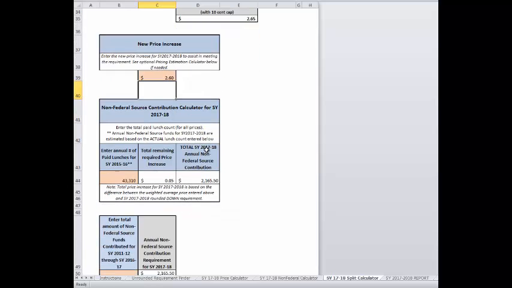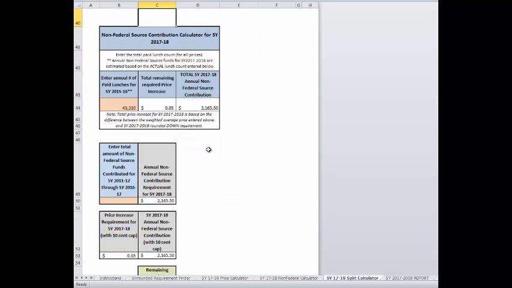If we scroll down a little bit, we're going to see a box titled Non-Federal Source Contribution Calculator for school year 2017-18. This is another box that we will pre-populate for you using data from CMP Web. Here you can see that what has happened is we have taken the number of paid lunches from the previous school year, 2015-16, multiplied that by the amount of the remaining price increase, so in this case 5 cents, and that gives us the amount of non-federal source funds that must be contributed to this sponsor's nonprofit food service account.